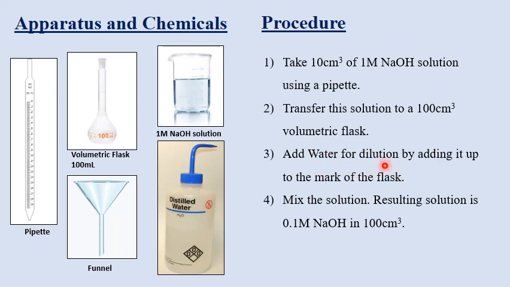So by adding water for dilution, the solution that we are going to end up with will be 0.1 molar sodium hydroxide. Another important step is mixing the solution, so that the solution becomes homogeneous. In this way, 0.1 molar sodium hydroxide solution of 100 centimeter cube volume can be prepared using 1 molar sodium hydroxide solution.